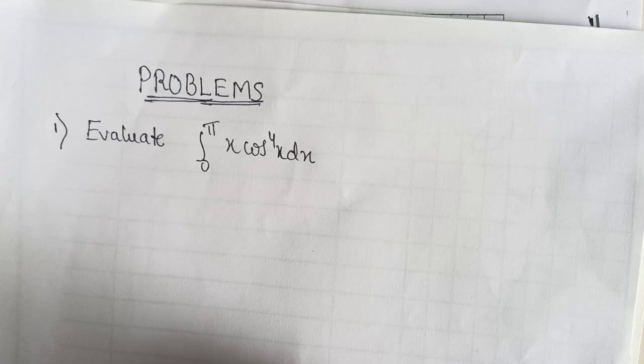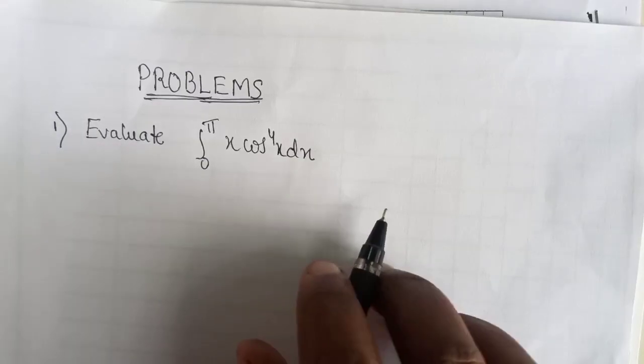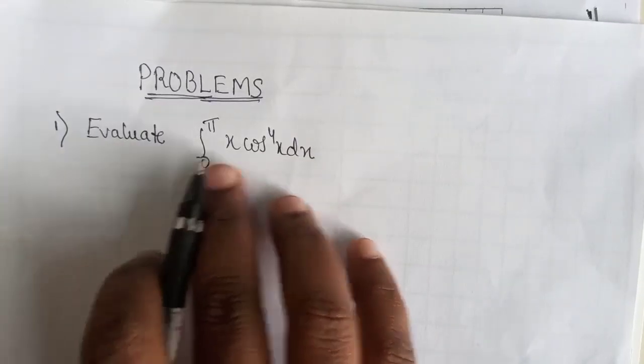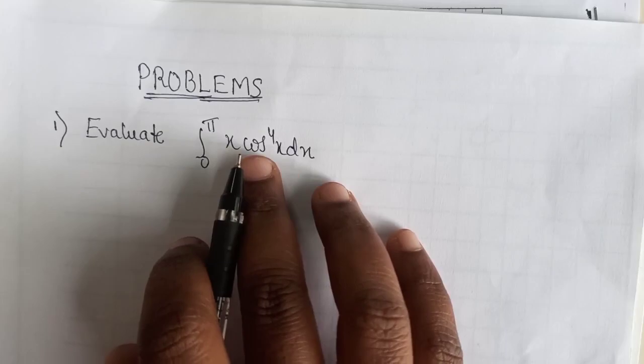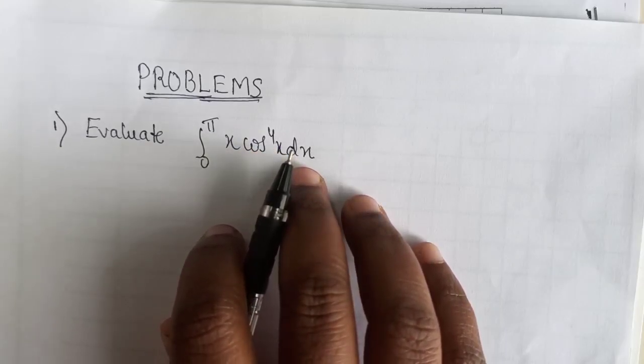So today we solve some problems on the reduction formulas. Okay, the first one is evaluate integral 0 to pi x cos power 4x dx.